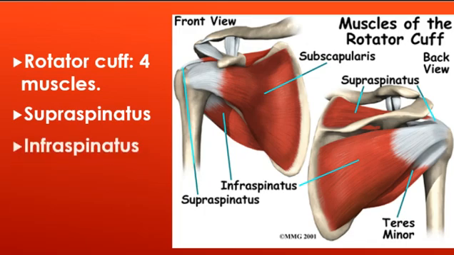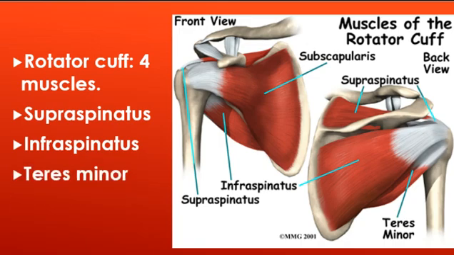Supraspinatus. The infraspinatus is underneath here. We can't see it from the front view, only from the back view. Okay, and it's going to be infraspinatus, so it's going to be inside the other one, inside directionally, not physically. The teres minor, right here underneath the large infraspinatus.